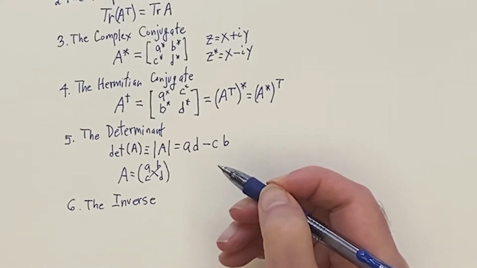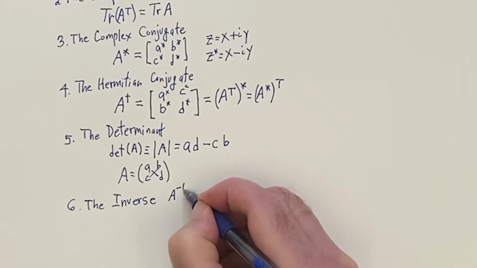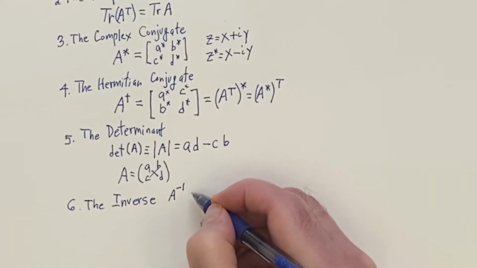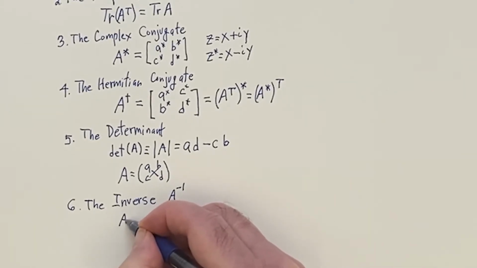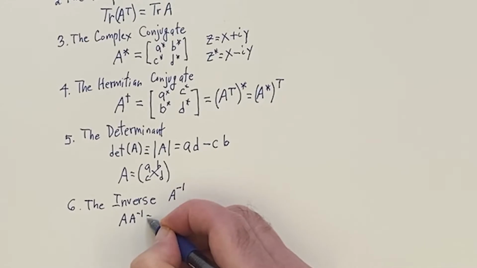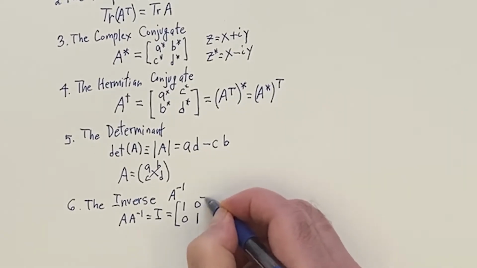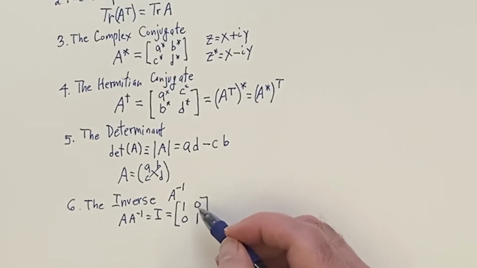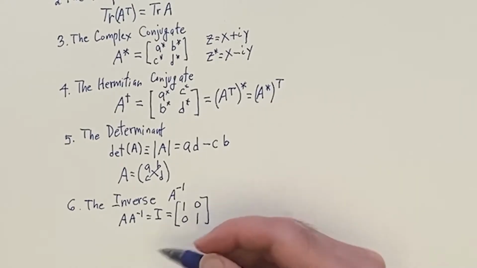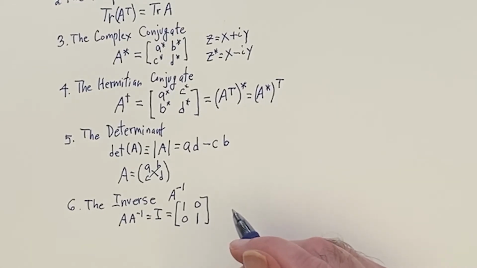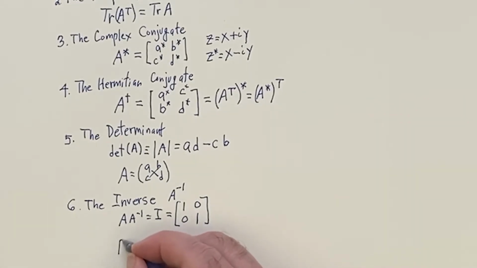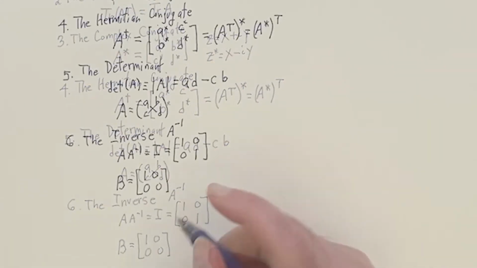The inverse. Now, the inverse matrix, I'll put a -1 superscript, is such that if you take A and multiply it by the inverse, you get the identity. And the identity is 1, 0, 0, 1. Of course, if you multiply a matrix by this identity, you get the same matrix. But we have to have a caution because some matrices don't have inverses, like, for example, this one here will have no inverse. Now let me show you why.